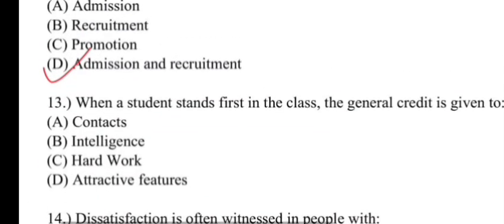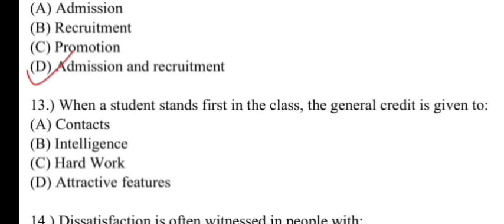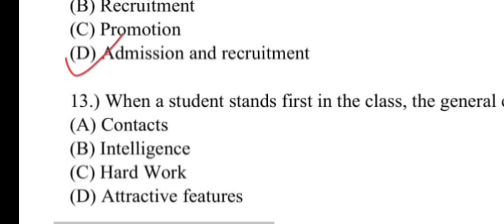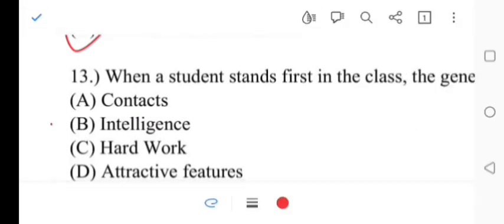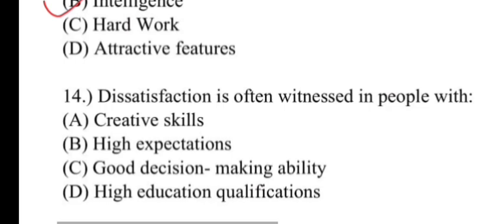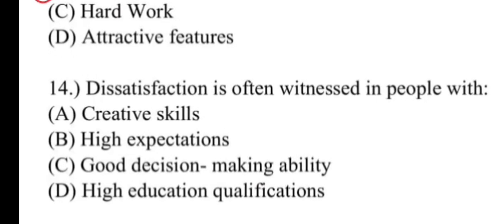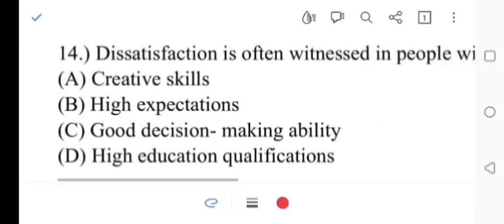13 says, when a student stands first in the class, the general credit is given to whom? Context, intelligence, hard work, attractive features. 13, it will be intelligence. 14 says, dissatisfaction is often witnessed in people with what? A, B, C, D: creative skills, high expectations, good decision making ability, high education qualifications. 14, it will be C, good decision making ability.